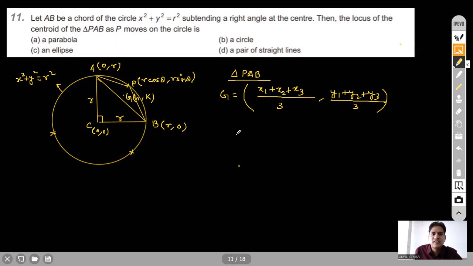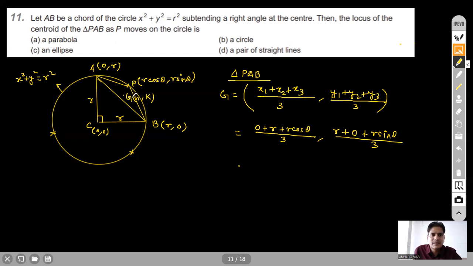Okay. So in our case, what is x1? Suppose I'm taking A as (x1, y1). So it will be (0 plus r plus r cos theta) upon 3, comma, (y1 is r, y2 is 0, and y3 is r sin theta) upon 3.